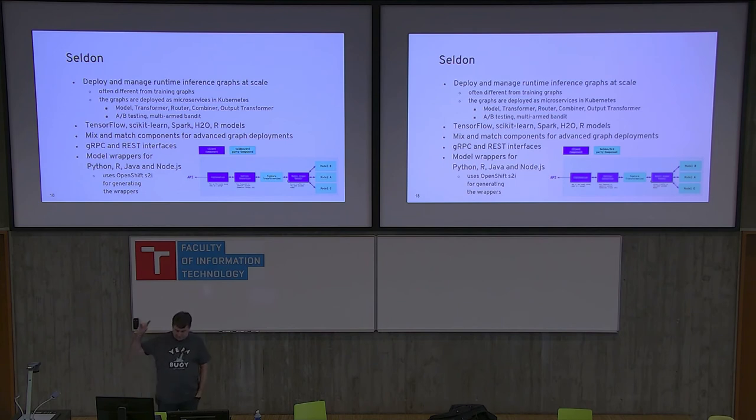And interestingly, they use S2I, OpenShift S2I. And that was before even Red Hat got involved in Kubeflow or had anything to do with Seldon. They had discovered it on their own and found that it was an excellent utility for doing these model wrappers that are then deployed as pods.